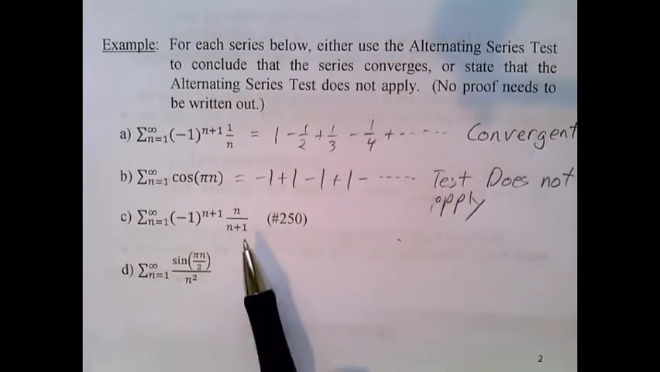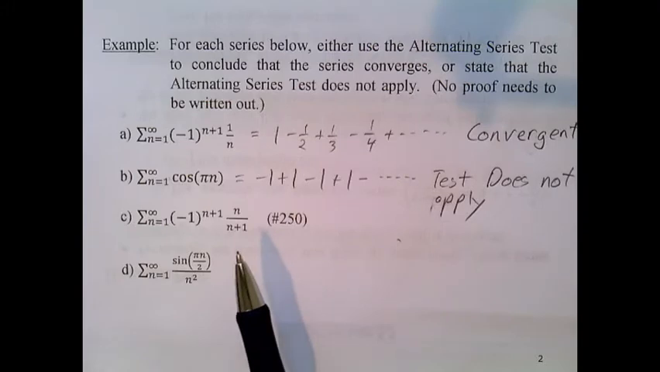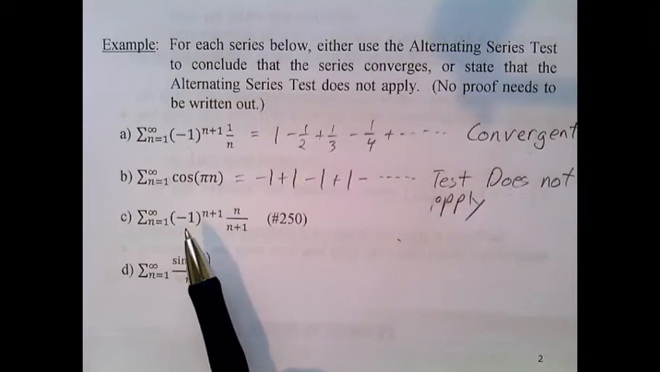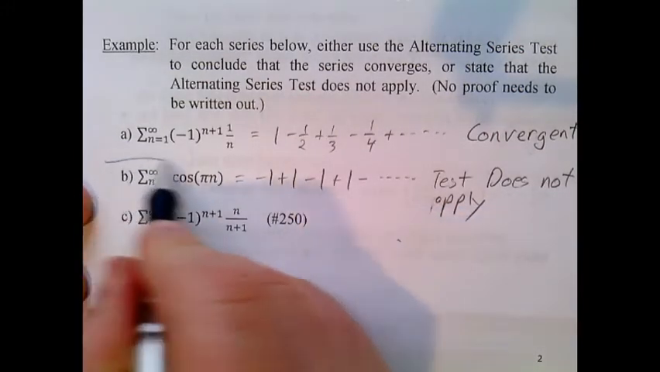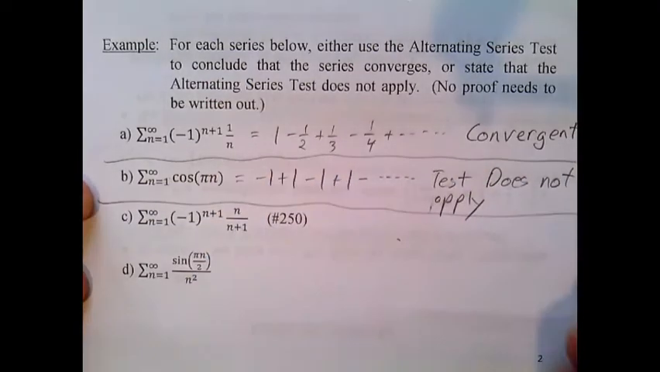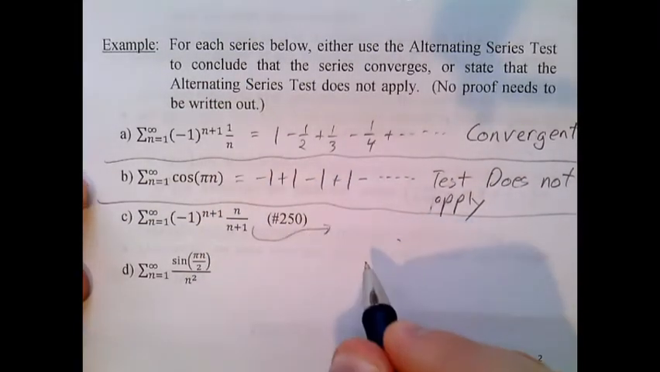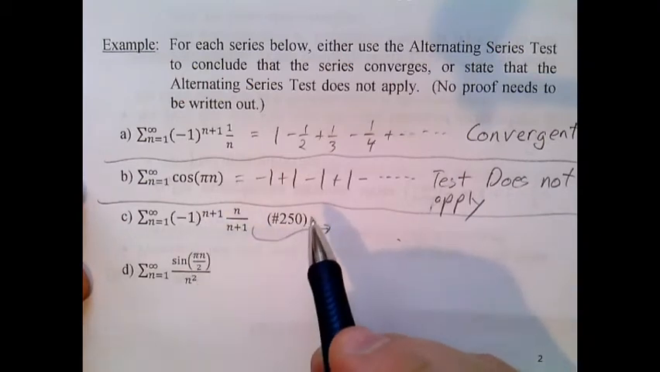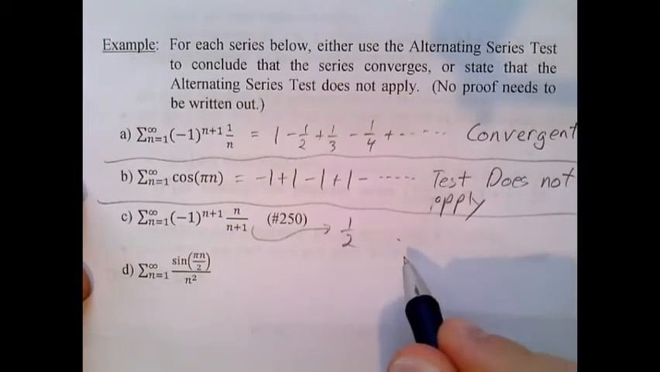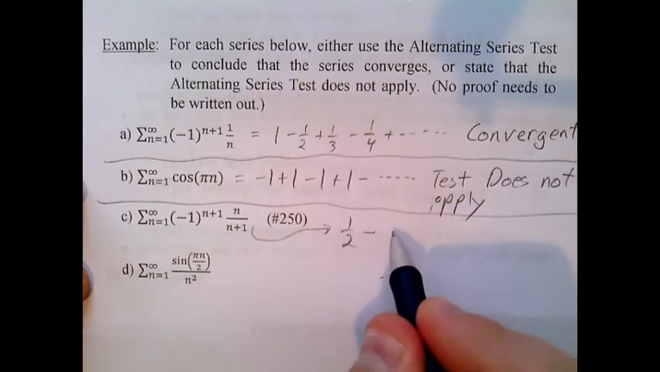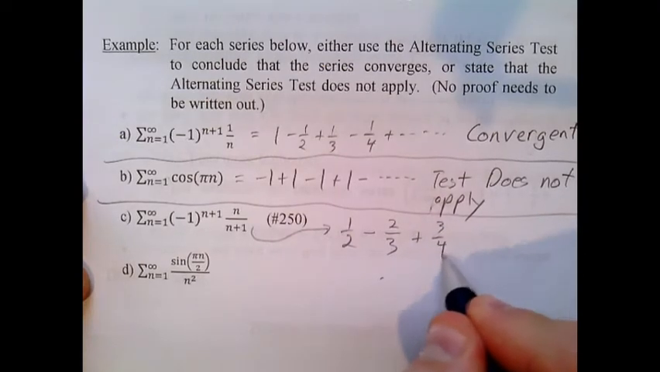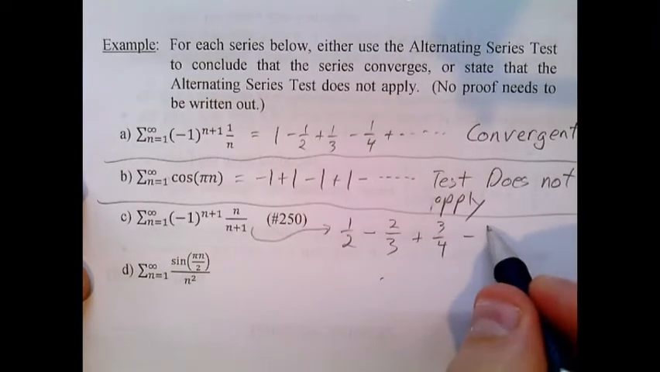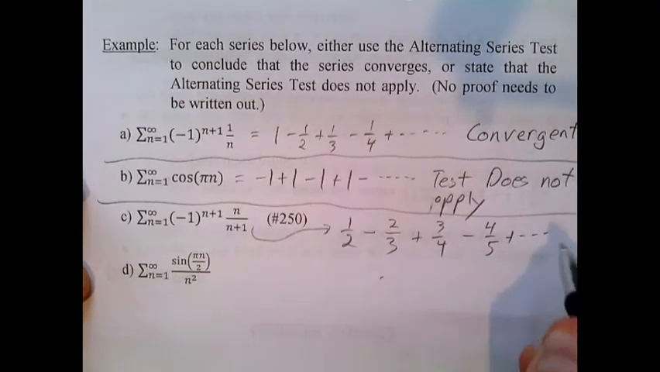Okay. Now, look at this next one. This is actually problem 250 from the book. I just retyped it here. Now again, this is an alternating series. If I write these terms out, so let me see, if n is 1, that starts positive, and I would get 1/2, and then I would get minus 2/3, and then plus 3/4, and then minus 4/5, and then so on.